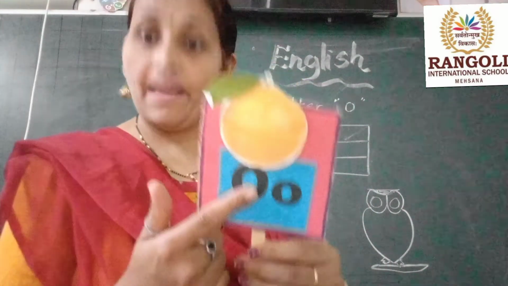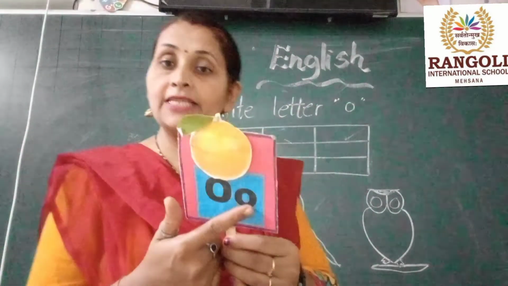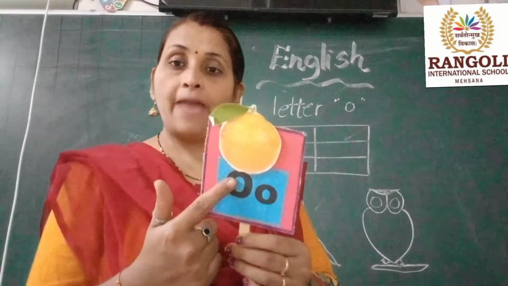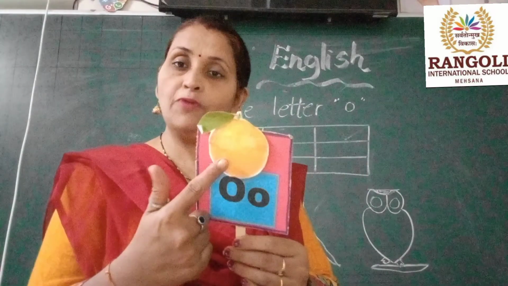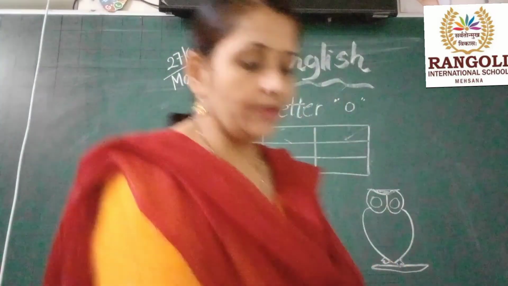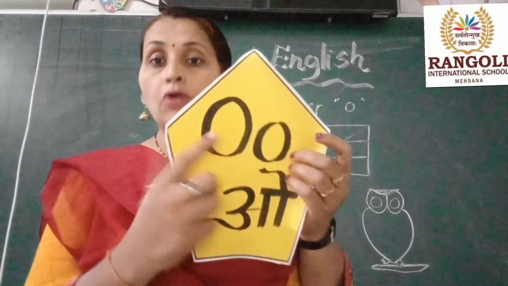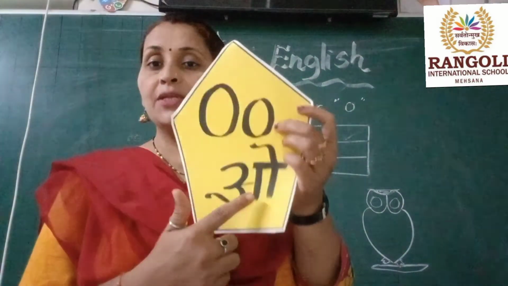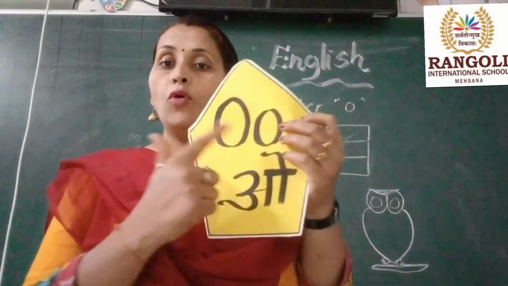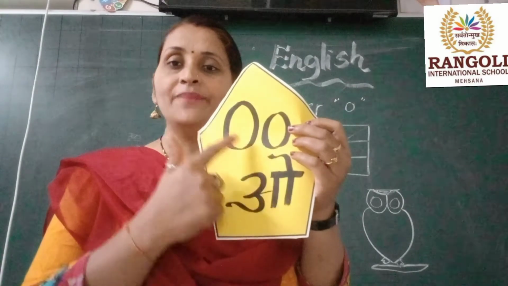Okay, so look at here, kids. This is capital O and this is small O. Capital O, small O. O is for orange. Look at here. Capital O, small O, and this is the O sound. O. Okay?